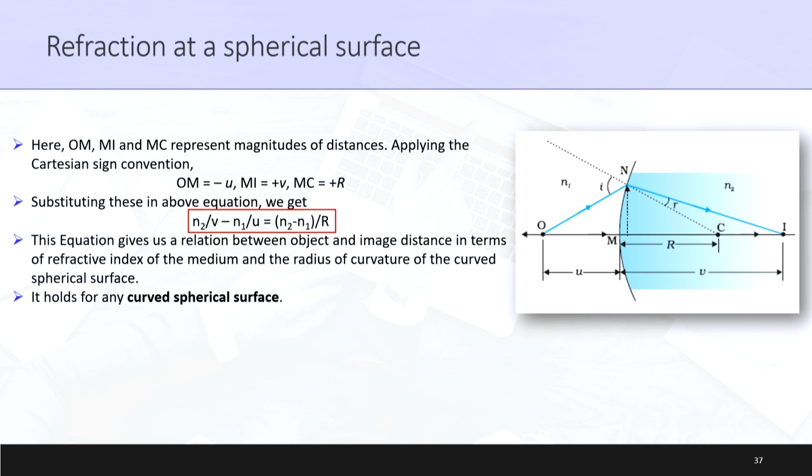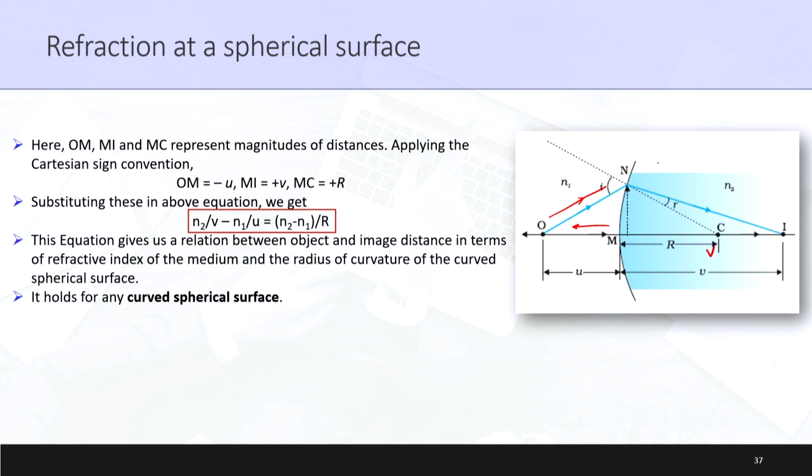Let us move on. Here OM, Mi and MC represent the magnitudes of distances, quite evident. Now, applying the sign convention, we get OM is equal to minus u, Mi is equal to plus v, and MC is equal to R. Please see that the direction of incidence of light was in this direction, but we are measuring the distance OM in the negative direction of this. Therefore, the sign of minus u was used.